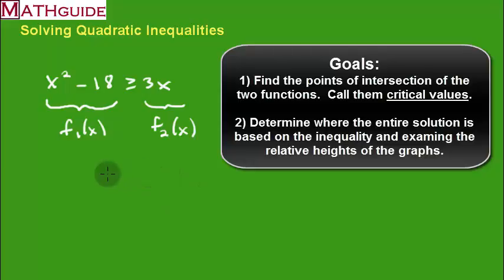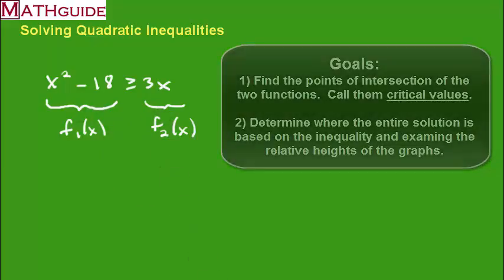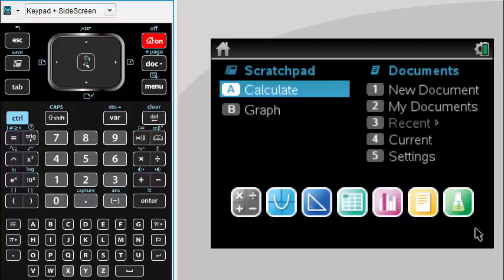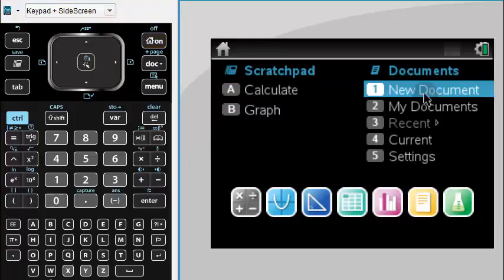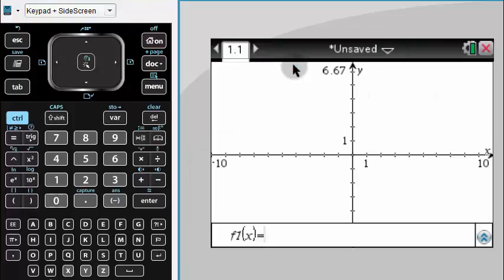All right, let's actually go through this. There's a lot of theory, and unless you see it in practice, it doesn't mean much. So I'm going to throw these two functions into the calculator. I'm using a TI Inspire calculator. I'm going to get a new document, go to Graphs, and of course, the standard window appears, asking me for a function.